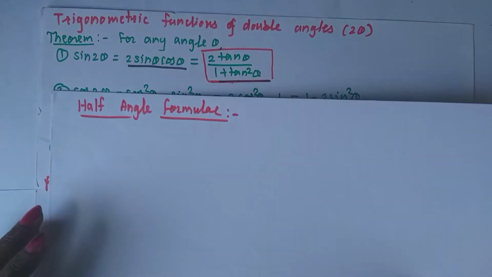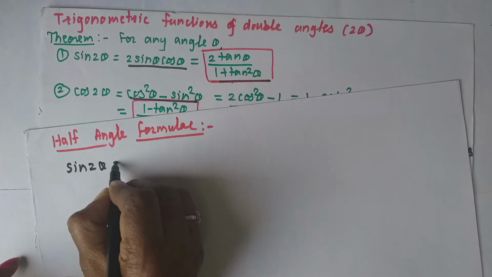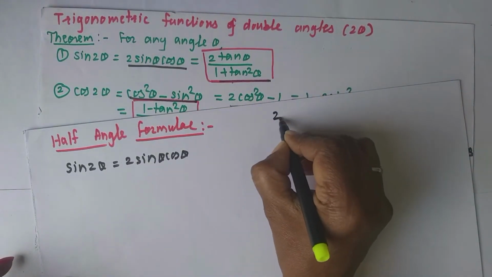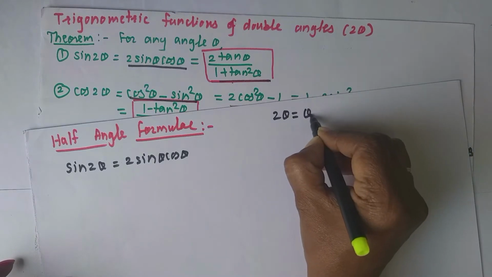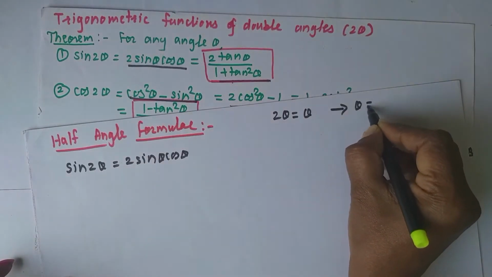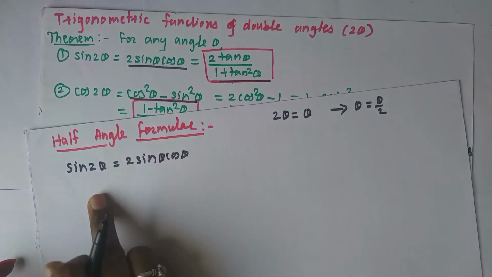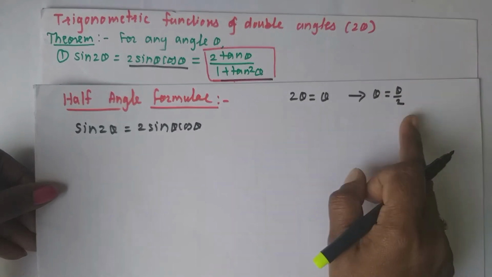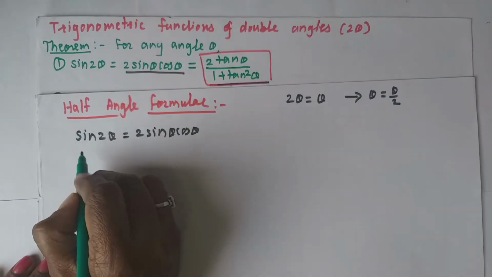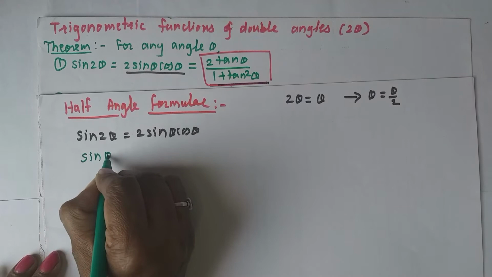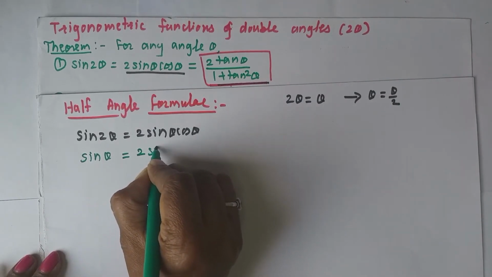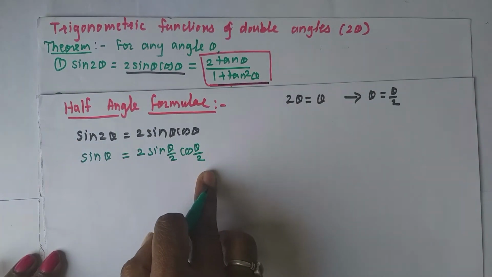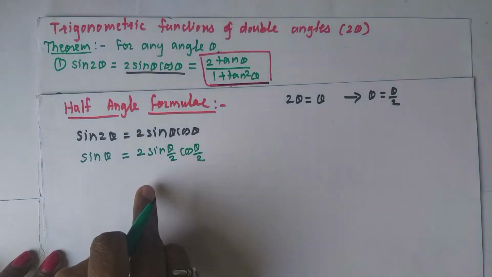Now see, we know the formula for sin 2 theta is 2 times sin theta cos theta. In this formula, if I replace 2 theta with theta, then what will theta be? Theta will be theta by 2. Then this formula will change to sin theta is equal to 2 times sin theta by 2 cos theta by 2. This is called the half angle formula, or you can say submultiple angle of theta.